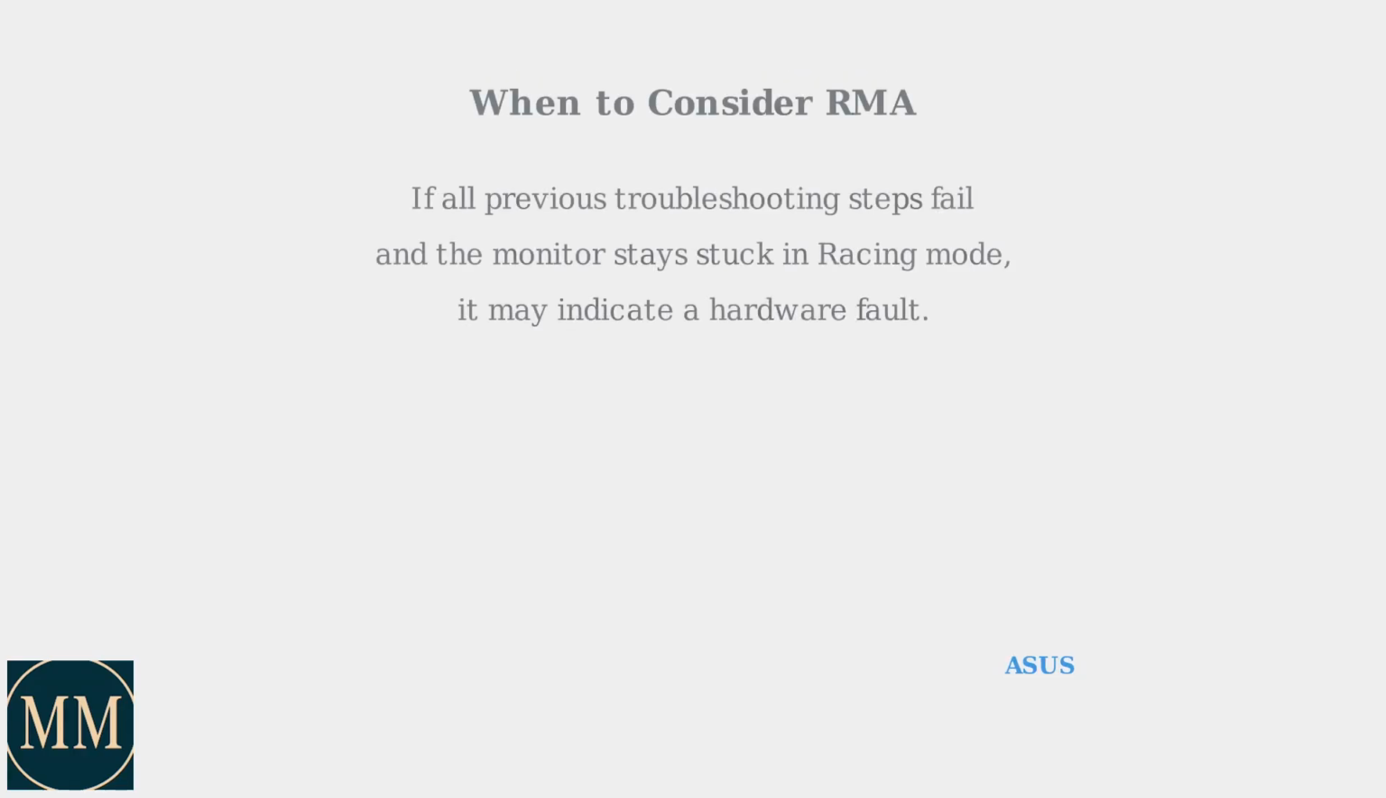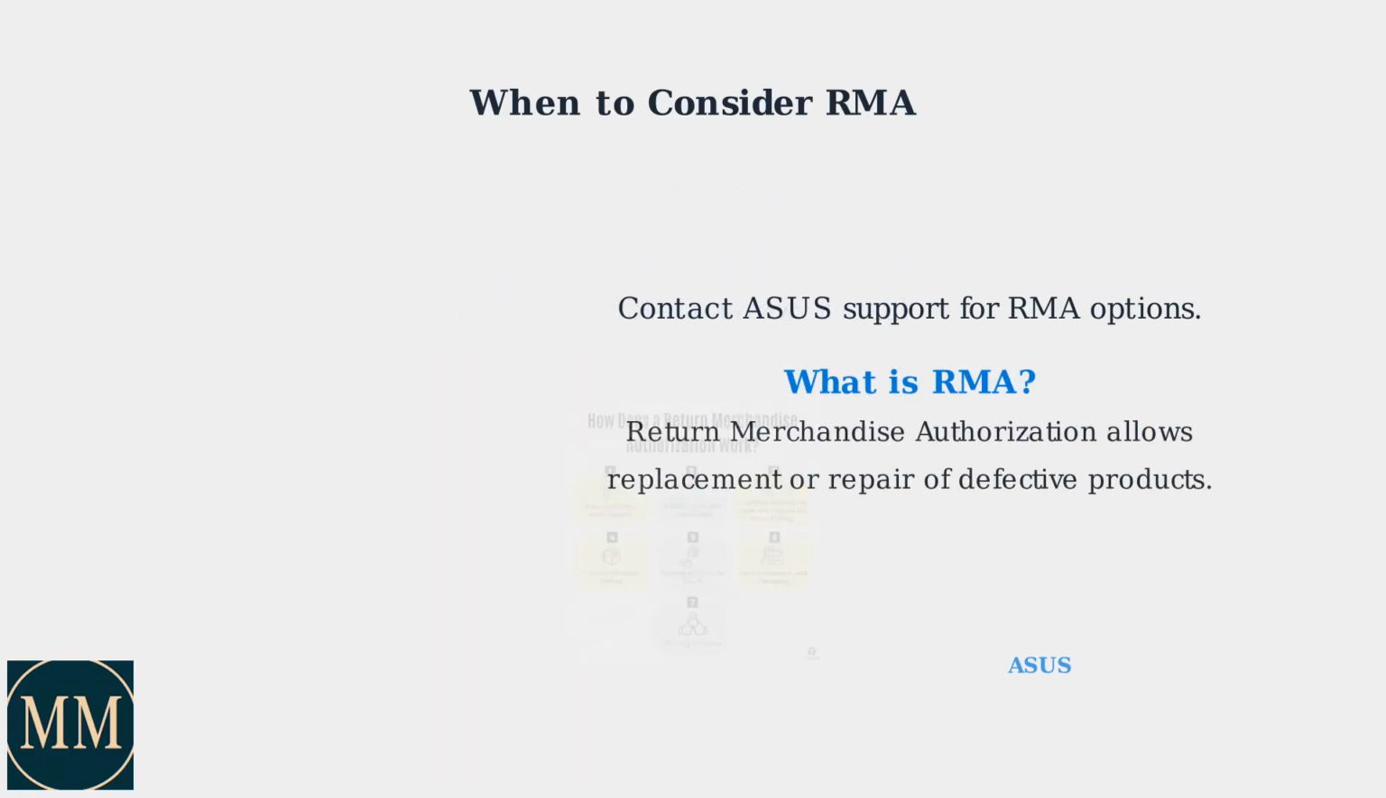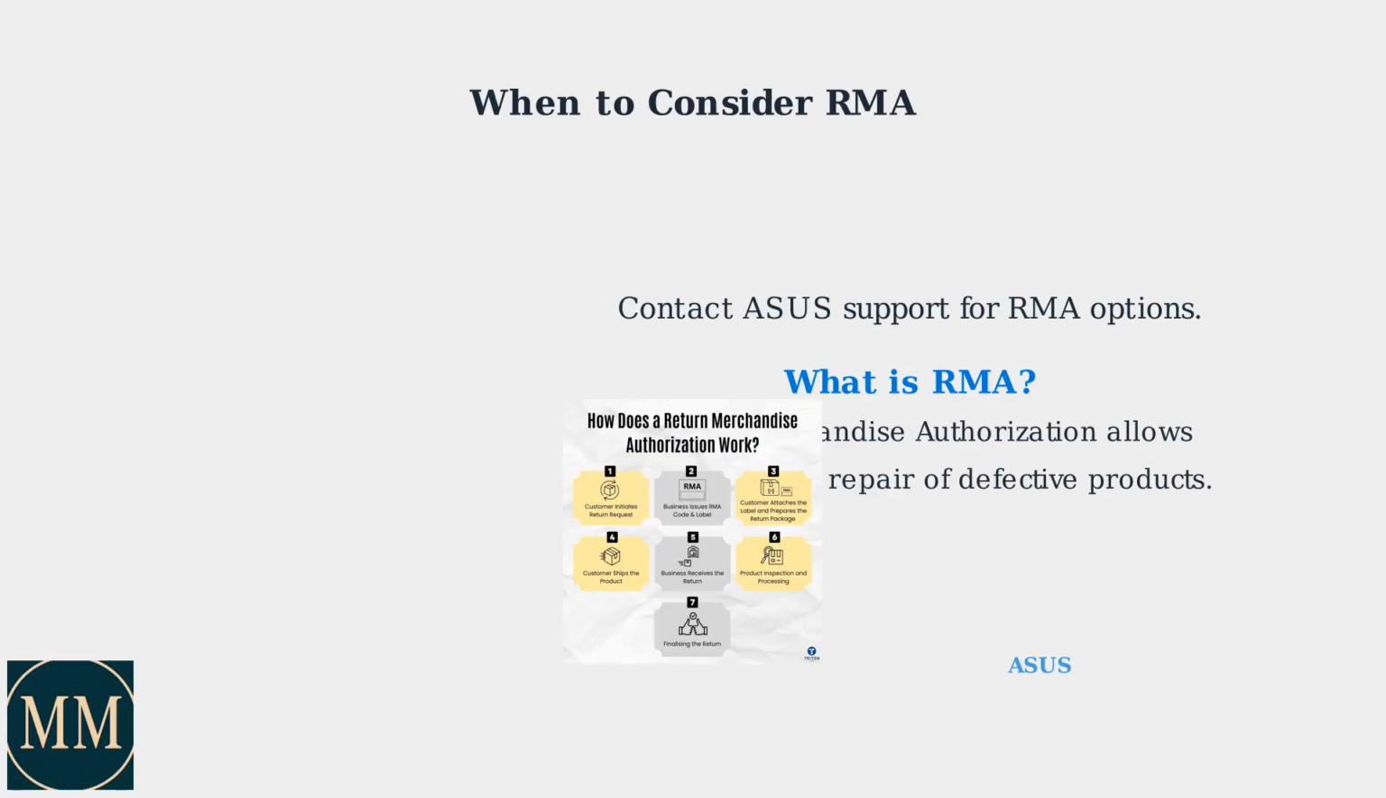If you've tried all the previous troubleshooting steps and your ASUS monitor remains stuck in racing mode, it may indicate a hardware fault. At this point, consider contacting ASUS support to explore Return Merchandise Authorization, or RMA, options. RMA stands for Return Merchandise Authorization. It's ASUS's process for returning defective products for repair or replacement.